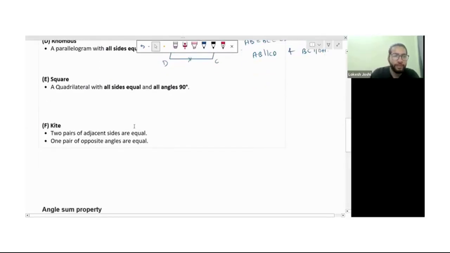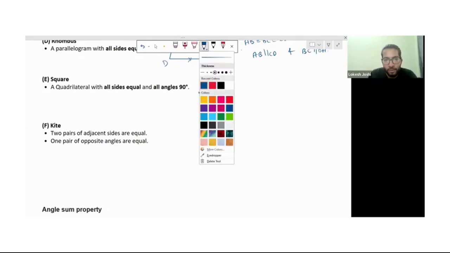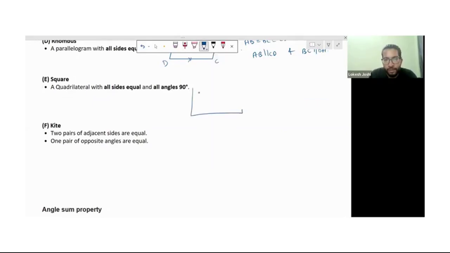Now the next one is the square. A square is a quadrilateral with all sides equal and all angles 90 degrees. Or we can say a square is a rhombus with each angle equal to 90 degrees. Okay. So if we draw it like that.